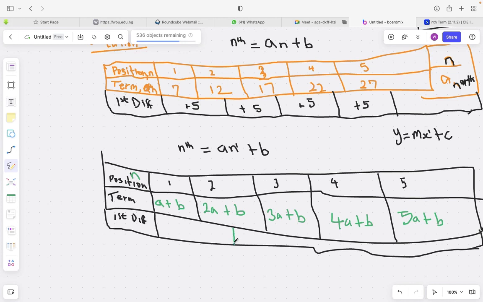Find the first difference. For the first difference, we say 2a minus a, that will be a. And then b minus b will be 0, so no need to write 0. So here we only have a. Then we find the difference between 3a minus 2a, we have a. And then b minus b, that will be 0. No need to write. So you see the difference is the same. 4a minus 3a, you have a here. b minus b, you have 0. 5a minus 4a, you have a. And b minus b, you have 0. So you can see the differences are now the same.